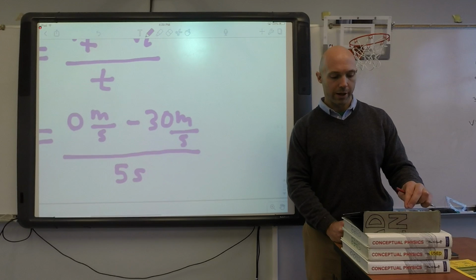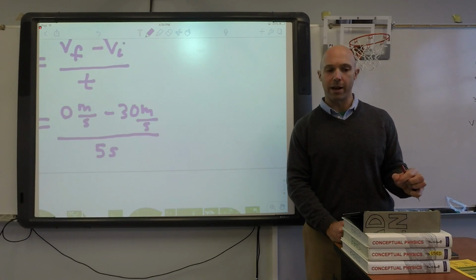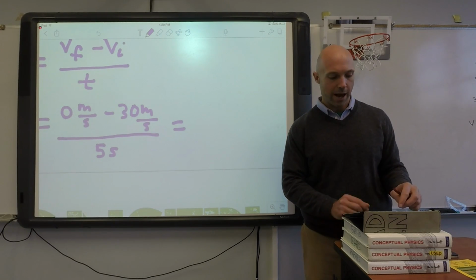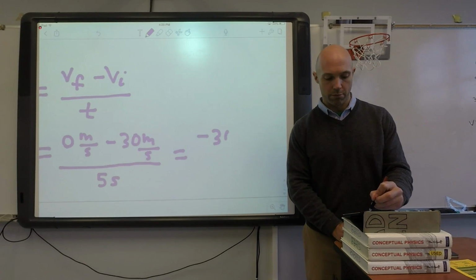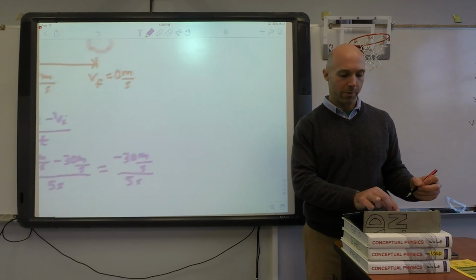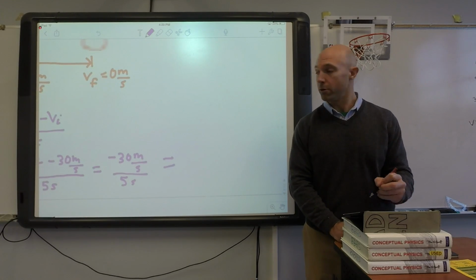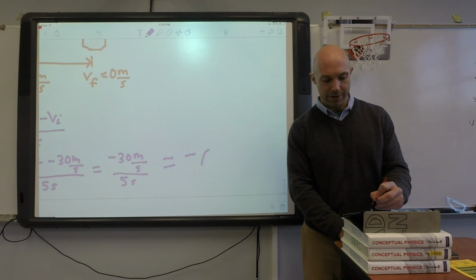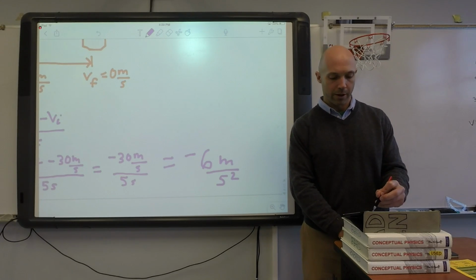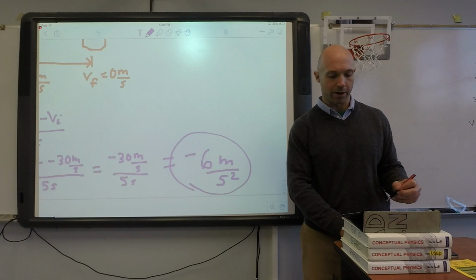We can then solve that equation. The top is going to be negative 30 meters per second over 5 seconds, which when we do the math, 30 divided by 5, comes out to negative 6 meters per second squared. This ends up being our acceleration.